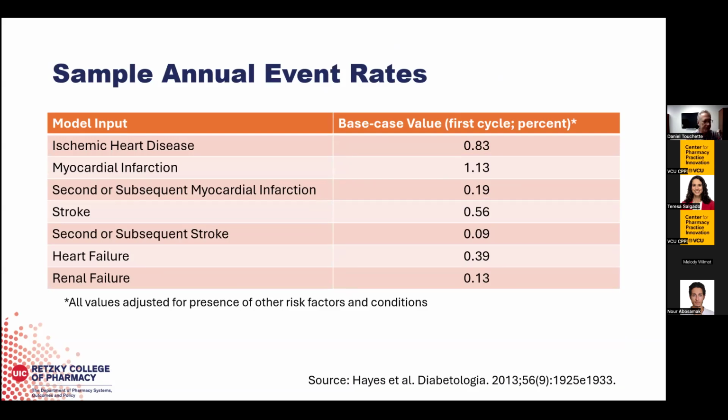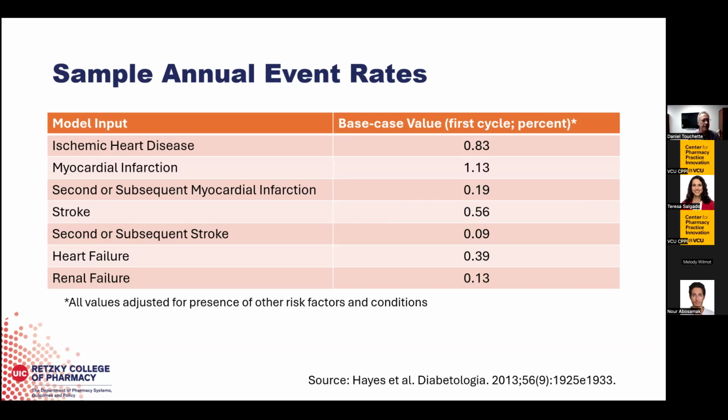And those comorbidities were at baseline. Here is an example of the event rates that were inputted into the model. These event rates were taken from the UK PDS study, or were calculated from the UK PDS equations. And I'm going to talk about that in a little bit.